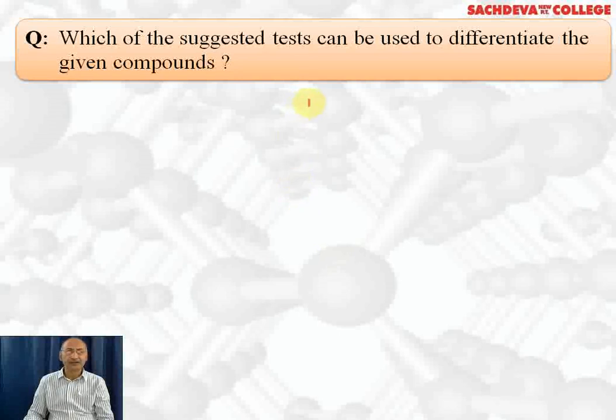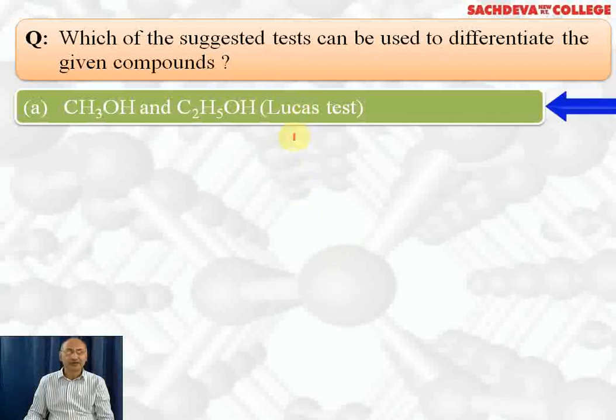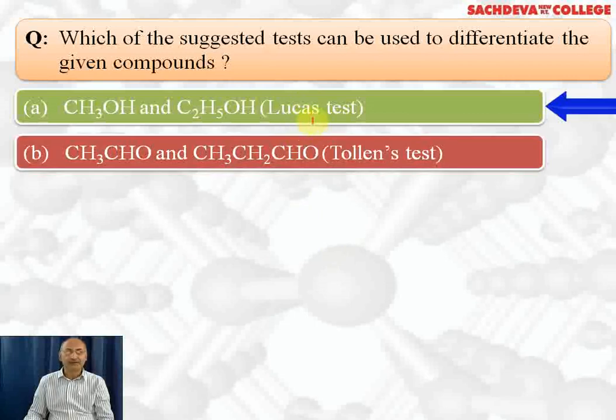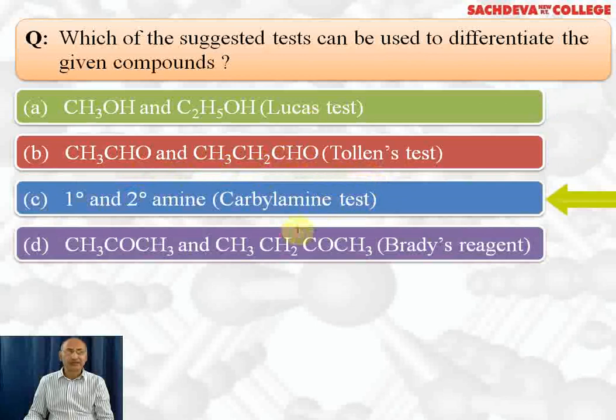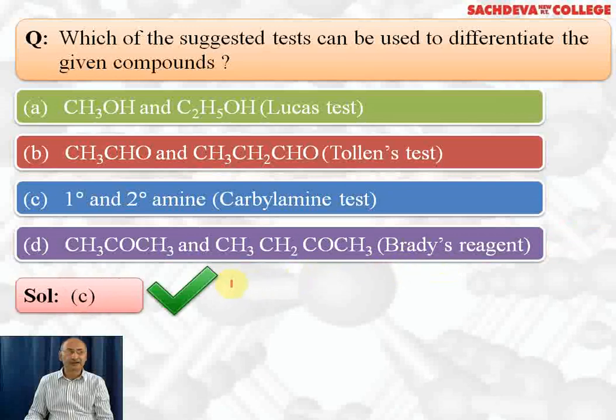Next question: which of the suggested tests can be used to differentiate the given compounds? Methyl alcohol and ethyl alcohol cannot be differentiated with Lucas reagent test. Similarly, acetaldehyde and propanol cannot be differentiated by Tollens reagent test because both will give Tollens test. Primary and secondary amine can be distinguished by carbylamine test because primary amine will give carbylamine, an offensive smelling compound, with chloroform and KOH, whereas secondary amine will not react. Acetone and 2-butanone cannot be distinguished by Brady's reagent because both will react.